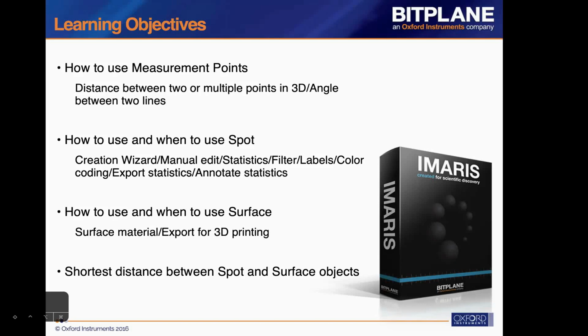So when we talk about surface, I will mainly focus on, also go through the creation wizard, but I will not go through all these topics again. I will more focus on the different surface material rendering and export to different format, including the file for the 3D printing. Last topic, objective today will be the shortest distance calculation between spot and the surface object, which is a new feature in Imaris 9.5, which is the latest version.